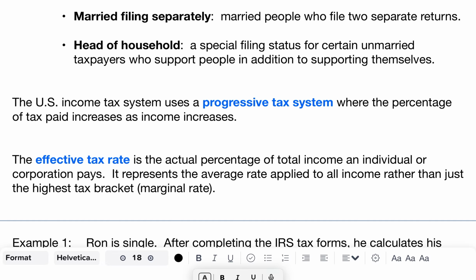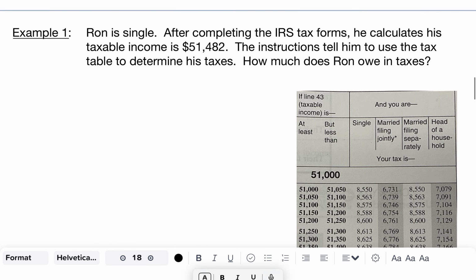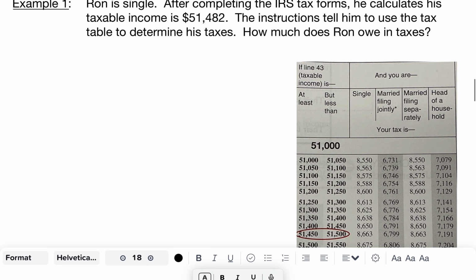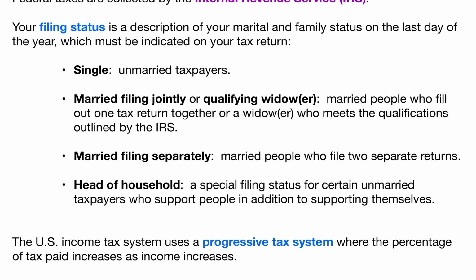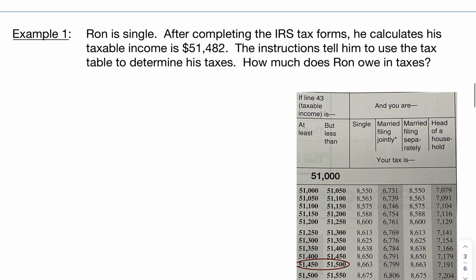Okay, so let's go ahead and take a look at example one. This is fairly straightforward. In this example, we're told that Ron is single, and after he completes his tax form, he finds out that his taxable income is $51,482. Okay, and here's the important thing. The key thing is taxable income. This doesn't necessarily represent gross income, but rather taxable income.